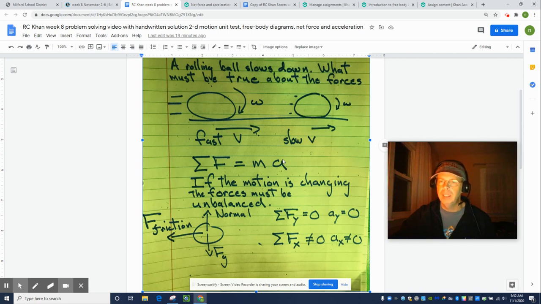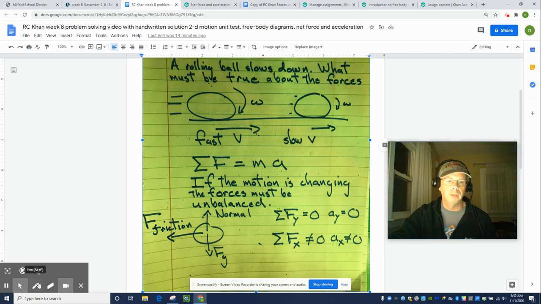If it's not in equilibrium, it's changing its motion. It's speeding up, it's slowing down, it's turning. If one of those three things is true, there must be a net force. There must be an unbalanced force. And just like projectile motion, we're going to break the world up into vertical and horizontal, up and down things and left and right things.